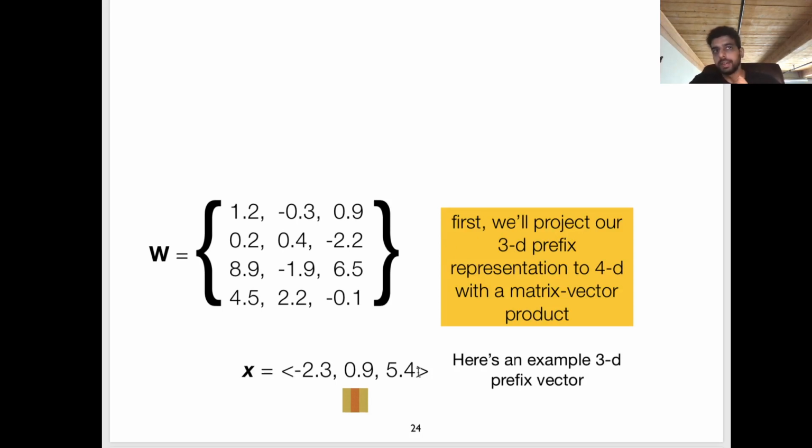So we need some way of getting from a 3-dimensional vector to a 4-dimensional vector, which is a probability distribution like we saw on the previous slide. So that's where this weight matrix comes in. It's essentially used to project this 3-dimensional vector into a 4-dimensional space. And then we're going to use another function to convert the resulting 4-dimensional vector into a probability distribution. So how do we do this projection?